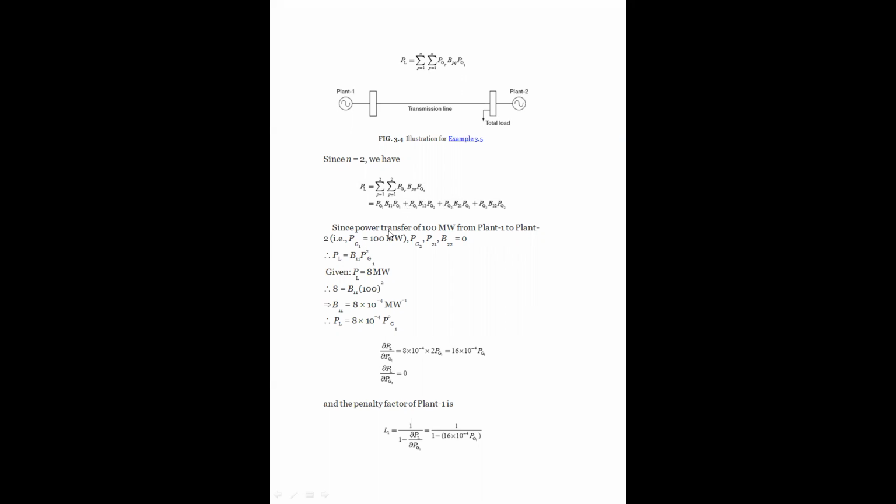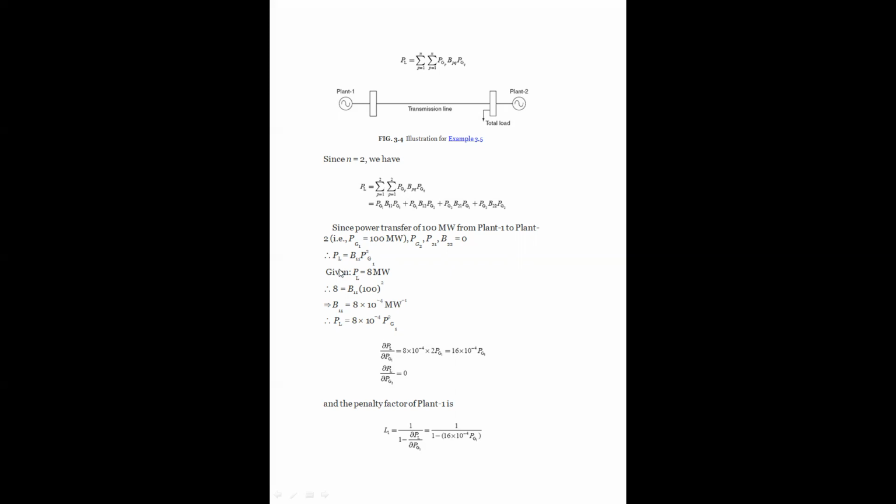Since a power transfer of 100 megawatt is made from plant 1 to plant 2, PG1 is 100 megawatt, meaning only plant 1 is generating. So PG2 and B22 are zero. Is everyone clear? Power generation is only at PG1, not at PG2. So PG1 is 100 megawatt, PG2 and B22 are 0.